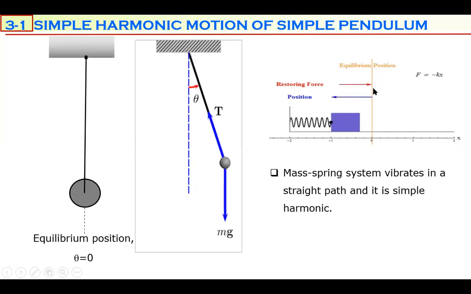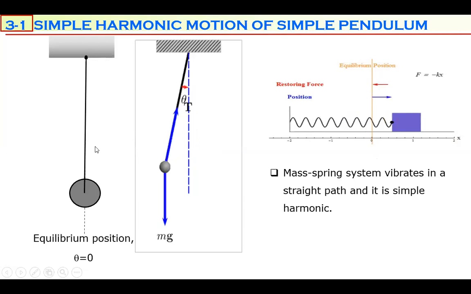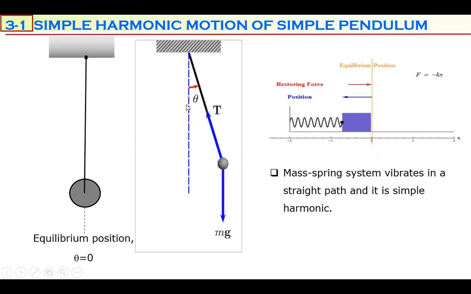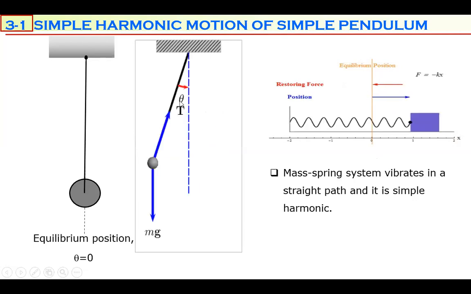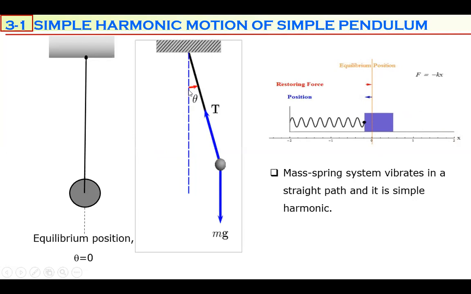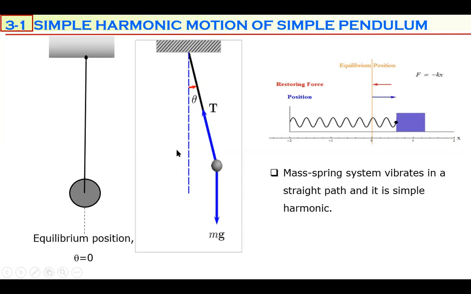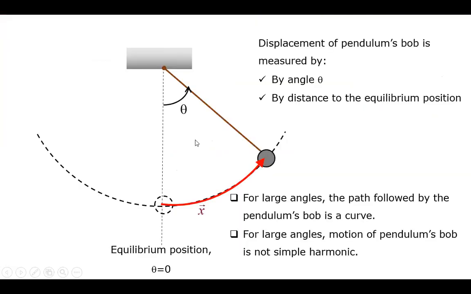The same as in the mass spring system. At equilibrium position, x is 0. At equilibrium position, the angle is 0. Then it swings very far from this equilibrium position to some angle, which is the maximum displacement from the equilibrium position. And we will now try to find if there is a restoring force acting on this pendulum's bob or not. So the displacement of the pendulum's bob is measured by angle.